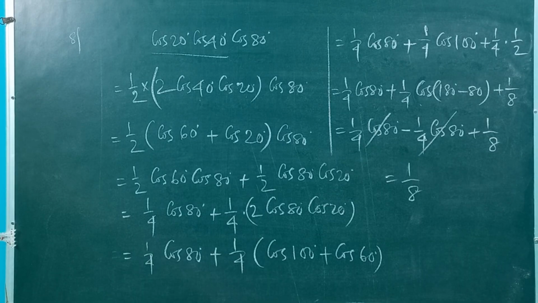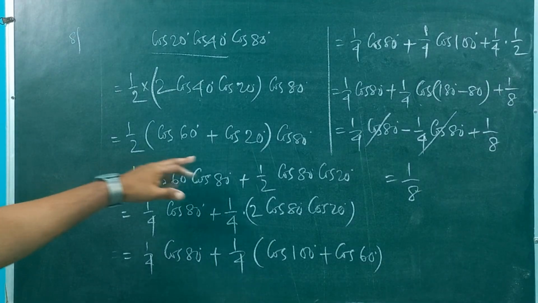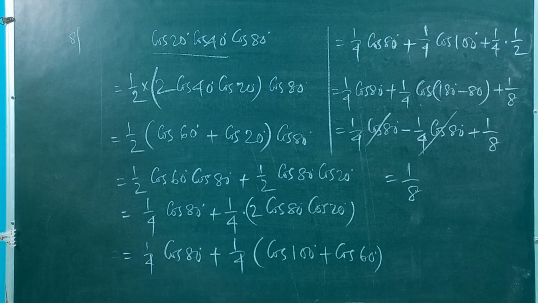Whenever you apply a formula, it's a technique: take the larger angle for the first term, either in product to sum or sum to product. If you take the larger angle, then there will not arise any minus sign in the terms.